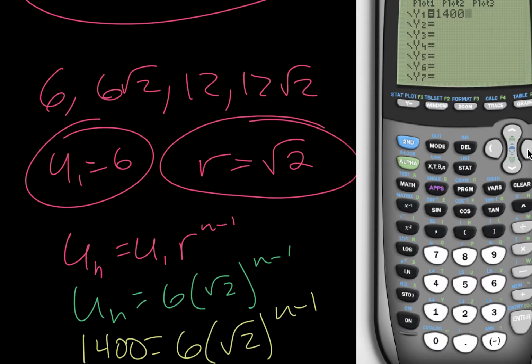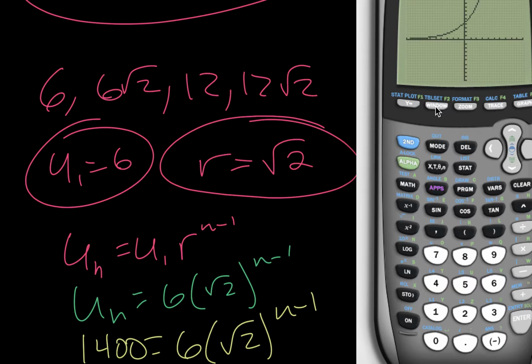So we have 1400. And we have 6 parenthesis, second root 2, and raise that to the x minus 1. So make sure you put your exponent in parentheses, because your calculator will interpret it differently if you don't. Now we're going to graph this, but we're going to have to fix the window because 1400 is not going to show up.